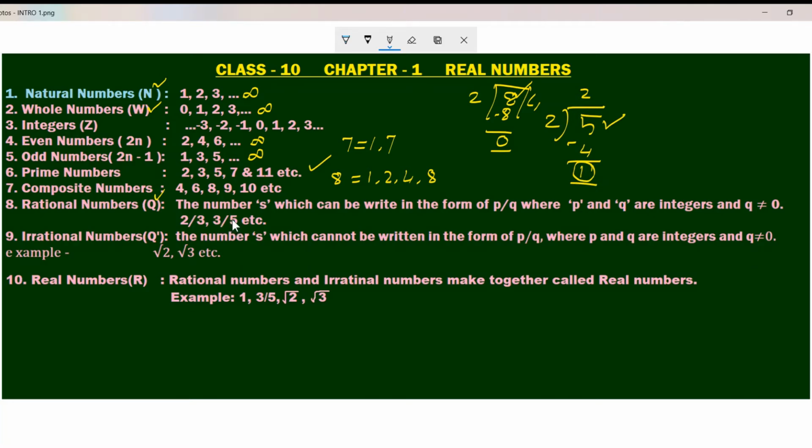Got it? Rational numbers are two types. One is terminating one.